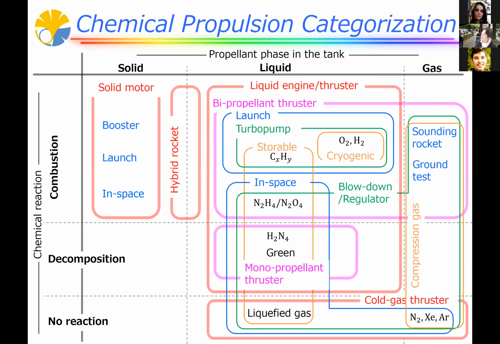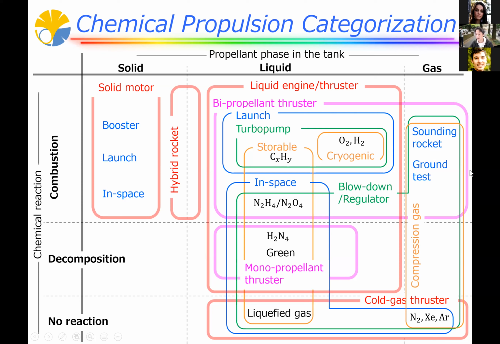In this slide, I categorized a lot of chemical propulsion systems into some categories. In this diagram, I used two basic axes. The first one is the propellant phase inside the tank: solid, liquid, or gas. And the other, vertical axis is the chemical reaction: combustion, decomposition, or no reaction. So you see there are a lot of types of propulsion systems.